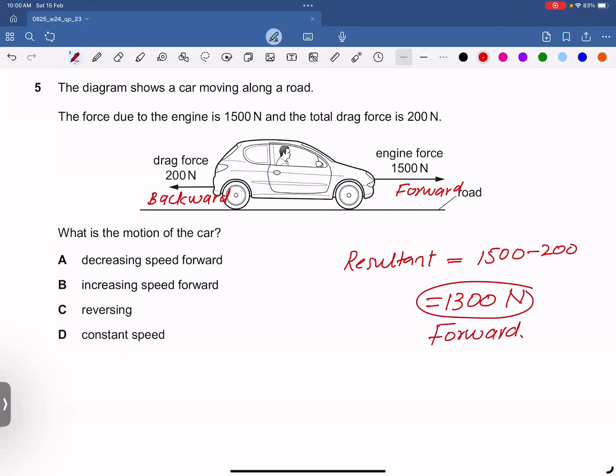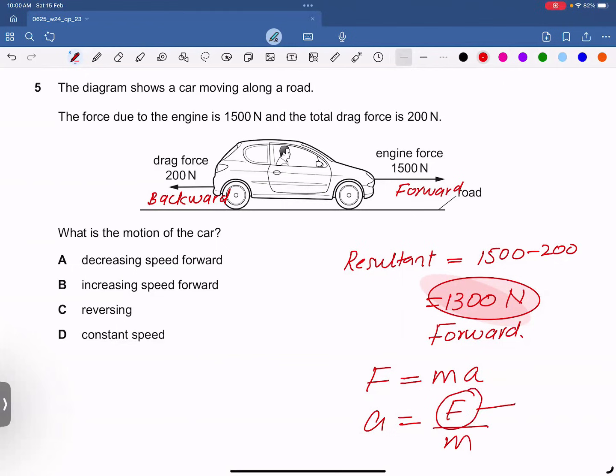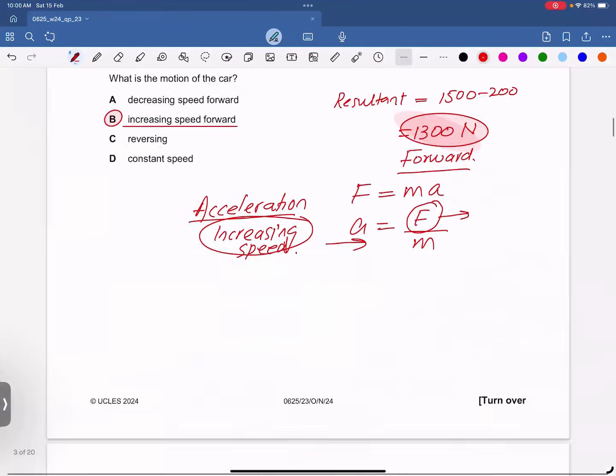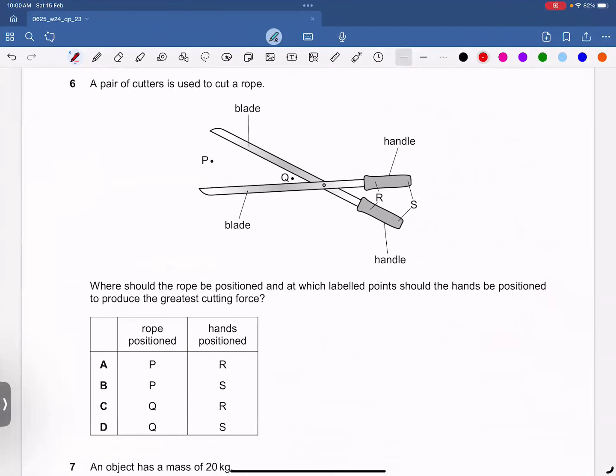Since your resultant force is forward, according to Newton's second law of motion, you all know F is equal to ma, so a is equal to F over m. So if your force is forward, you have acceleration forward. Acceleration means increasing speed. So it means the body's speed is increasing in the forward direction. So increasing speed in forward direction, the right option is B, because the resultant force was forward. We proceed to the next question, number 6. A pair of cutters is used to cut the rope.